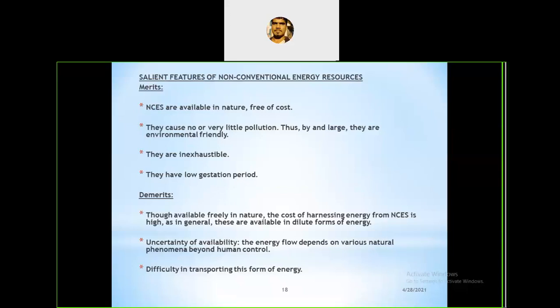It's one drawback. And there is difficulty to transport this form of energy, means the transportation of this energy from one place to another place is very difficult. Solar energy is highly available on dry land, but transportation from dry land to other places is highly difficult. So these are some drawbacks of non-conventional energy sources.